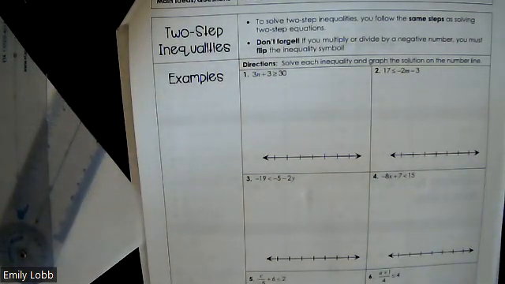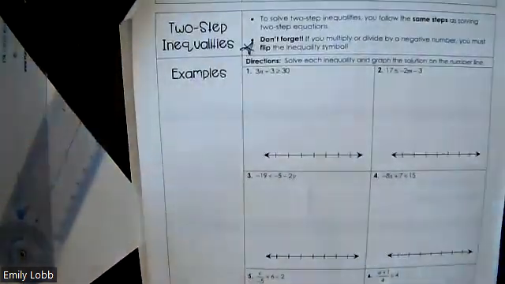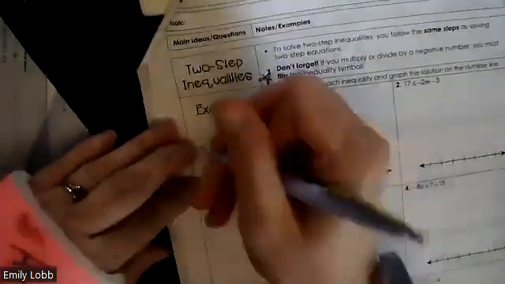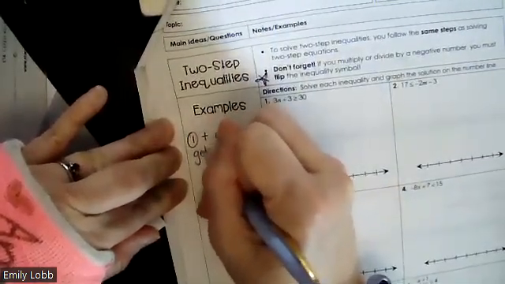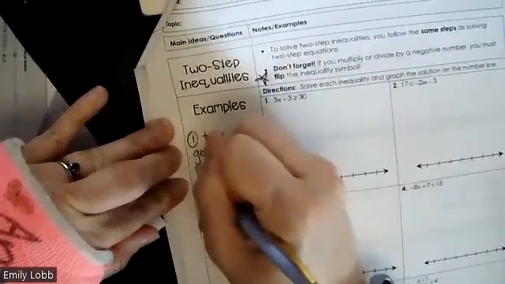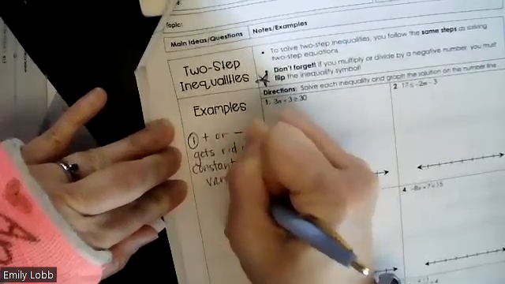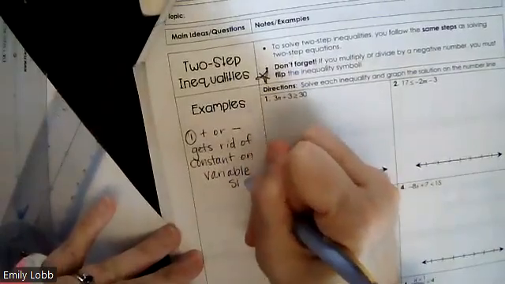We're adding 2 steps. So these are following the same steps as solving 2-step equations, but don't forget, when you multiply or divide by a negative number, we have to flip the inequality symbol, okay? So remember our 2 steps. Our first step is to add or subtract. This gets rid of the constant on the variable side. Remember, we're always trying to get rid of the stuff that is on the variable side.